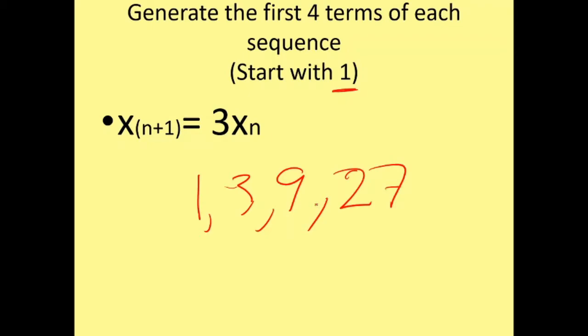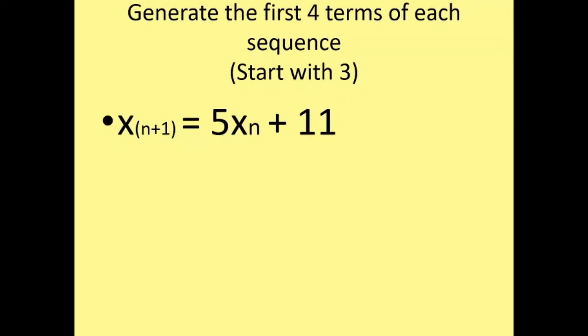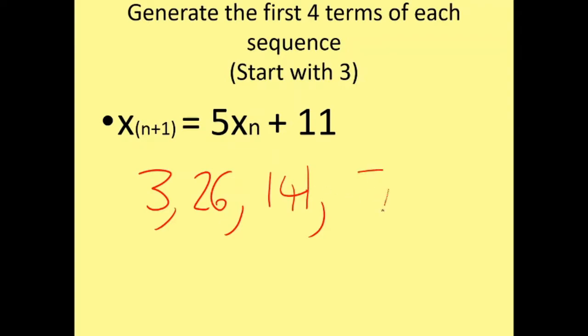Should be all nice. Nothing too complicated here. It's just terminologies. Give you a sec to do this. Okay, so I'm starting with 3, as it says in the question. I'm going to have to times it by 5, and then plus 11. 3 times 5 plus 11, I've got 26. Then I'm going to have to put 26 in place of xn. So times by 5 plus 11, which I've got 141. And I have to times that by 5 plus 11, which is 716.